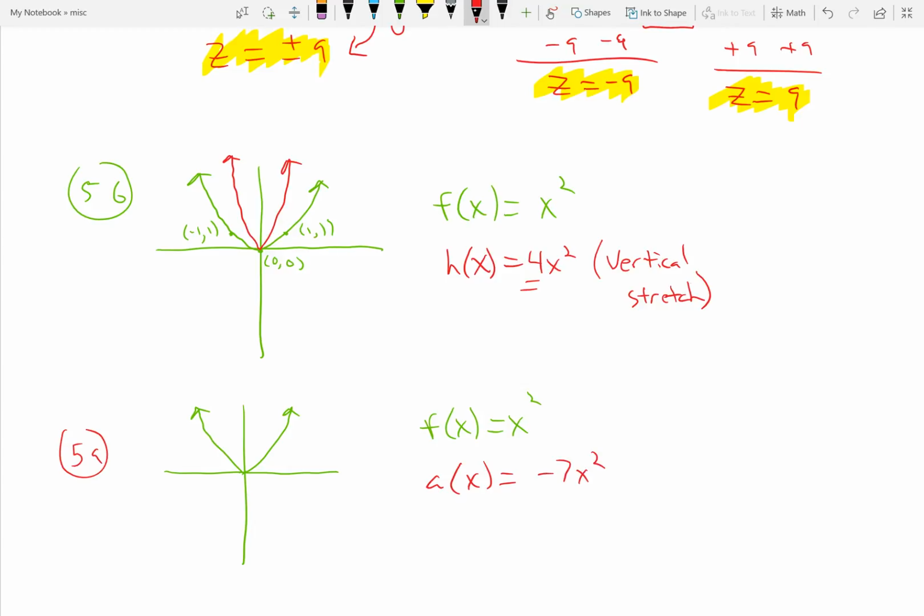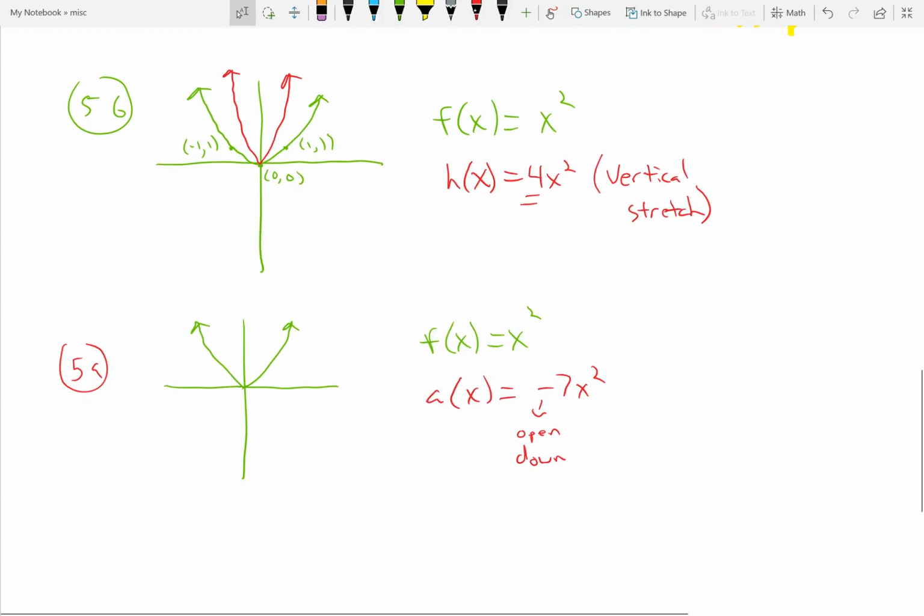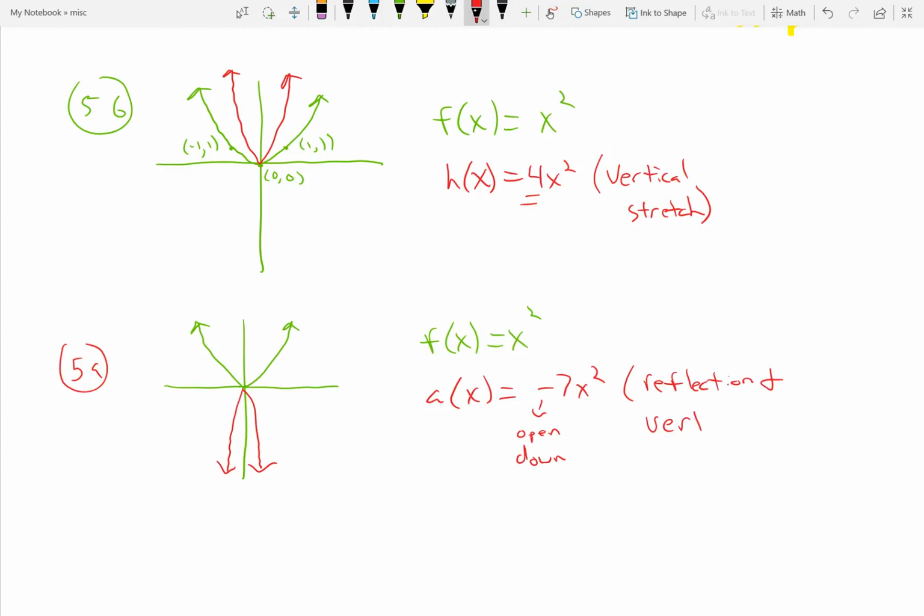Well, it's going to be similar. First, this negative causes it to open down. And this 7 is again a stretch. So it's going to be even skinnier than the previous one. It's going to be really skinny, and it's going to open down. It's a reflection, that's that flipping, and a vertical stretch. It's skinnier.